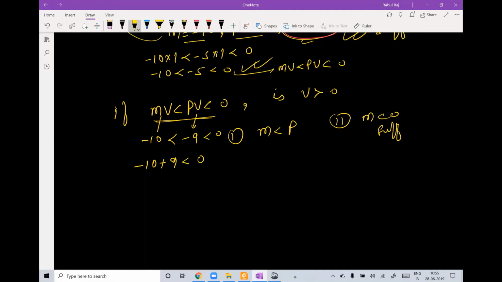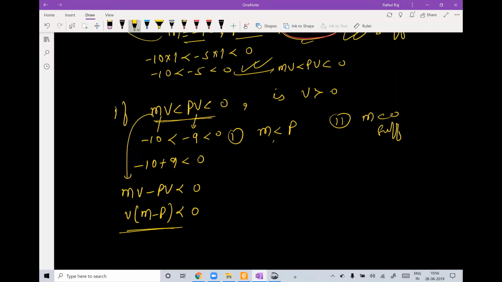So on the same logic, can I write here, MV minus PV has to be less than 0 for sure? Can I say V into M minus P has to be less than 0 for sure? Now this is the information that is given to me in the question, right?